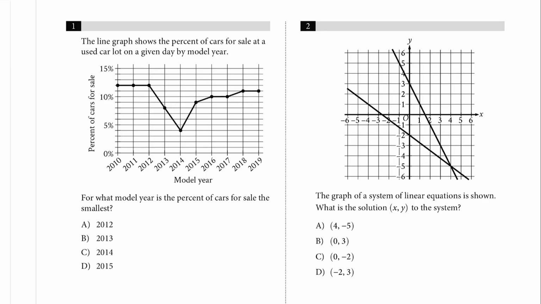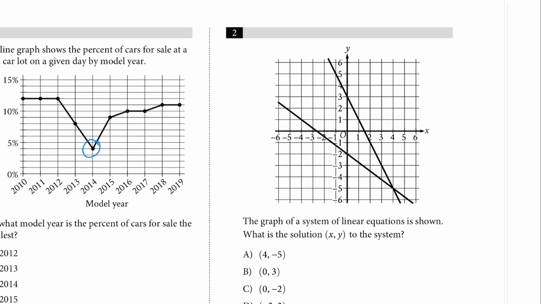The line graph shows the percent of cars for sale at a used car lot on any given day by model year. For what model year is the percent of cars for sale the smallest? You can see the largest dip here happened at 2014. The graph of a system of linear equations is shown. What is the solution to the system? The solution is simply where the graphs cross, which is going to be at (4, -5).